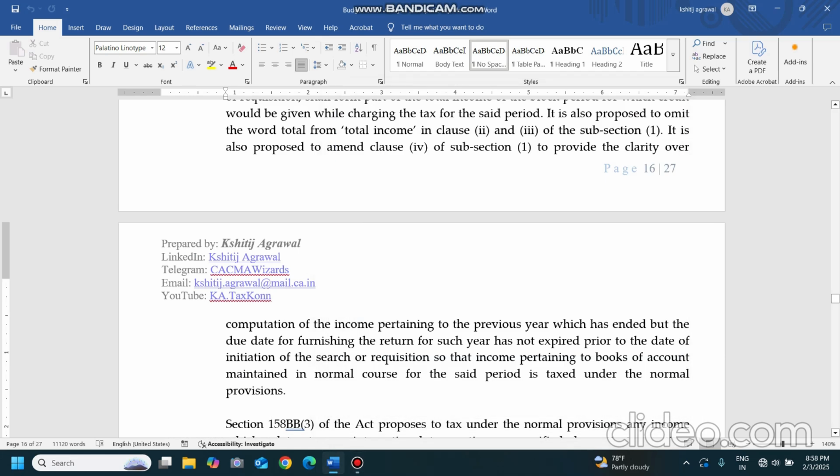It is also proposed that one more amendment will be done while computing the income pertaining to the previous year which has ended, but the due date of furnishing return is not completed. Like, search is initiated on 5th of July in case of an individual. The previous year has been completed in March itself, but the due date of furnishing of return is still available. So that benefit should be there.